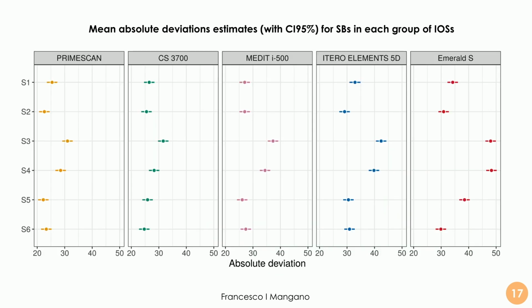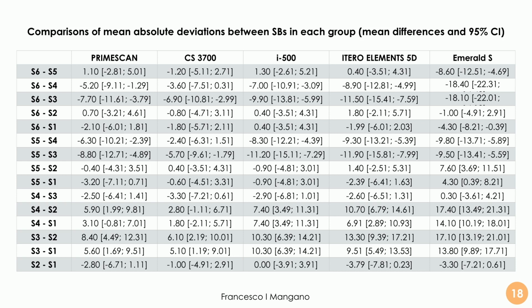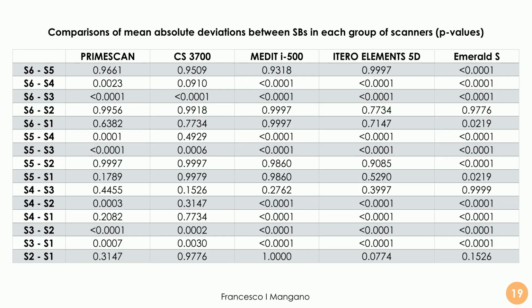Here is another table, as we can see, with the mean absolute deviation estimate for each scan body for each scanner. And once again, the scan bodies in the anterior area, scan body 3 and scan body 4, have a higher error for all the scanners. So probably it's related to the strategy. It's something that we need to consider. Maybe we need to revise our strategy, but obviously there are statistically significant differences between the different scan bodies inside the different groups of scanner.